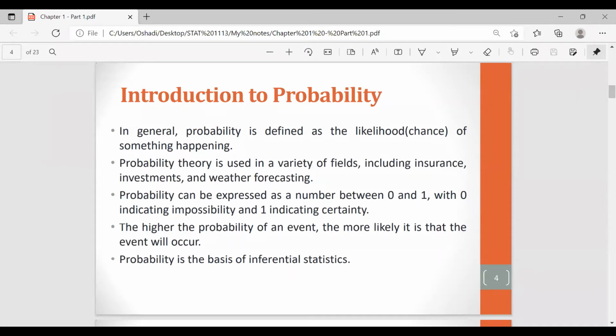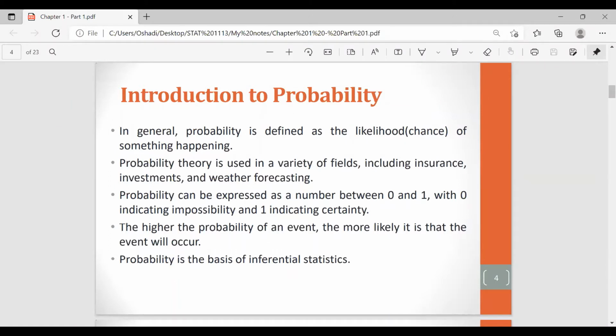Normally the probability is between 0 and 1, right? Where 0 indicates impossibility and 1 indicates certainty, right? And the higher the probability of an event, the more likely it is that the event will occur. So when the probability increases close to 1, it is more likely that the event will occur.